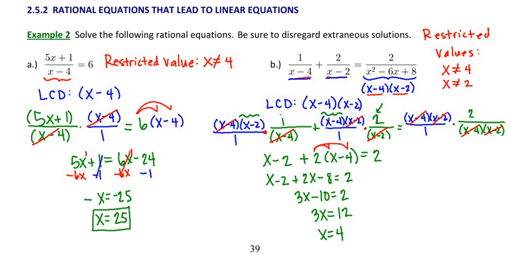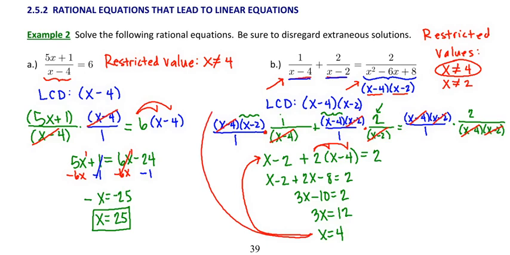Now, alarm bells should be going off in your mind because recall, x equals 4 is a restricted value. So if I try to take that number and plug it back in either to this fraction or the one on the right side, we're going to have an undefined value. We're going to have a 0 in the denominator. So our only proposed solution does not balance the original equation. Keep in mind, it would balance this linear equation, but it does not work for the original equation that we're trying to solve. So this is an extraneous solution.